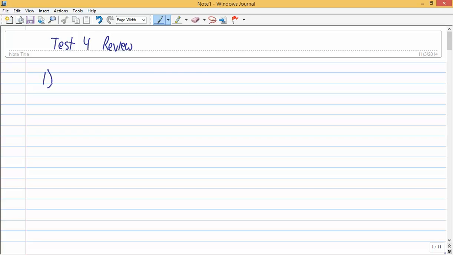Problem number 1 says to plot the given point in the rectangular coordinate system. 5, 2. Remember, all points are x and then y. So there are 4 possible choices down there. So go to 5 on the x, go up 2 on the y, that's the point. Easiest problem on any test I've given, probably by far.